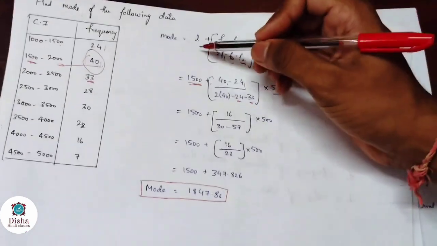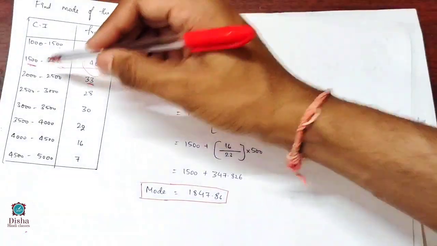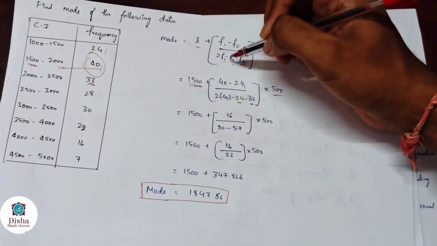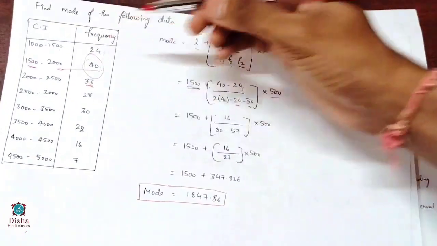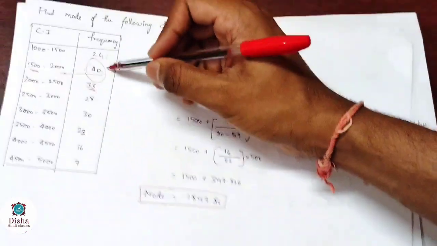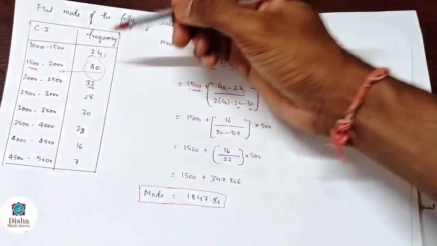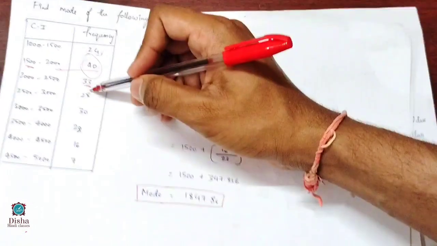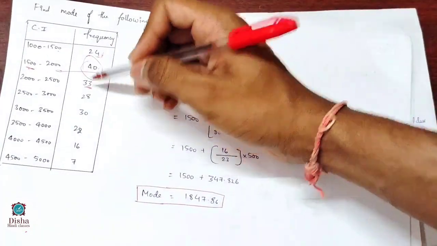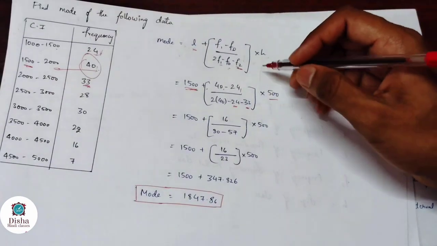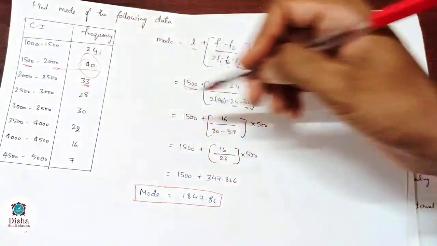Once again, what is L? L is the lower limit of the model class. What is F1? F1 is the frequency of the model class. F0 is the preceding frequency to the model class, that is 24. Preceding means previous. F2 means the succeeding frequency, that is the next frequency to the model class. And H is the height of the class interval, that is 500.